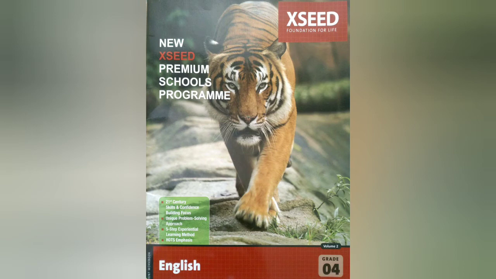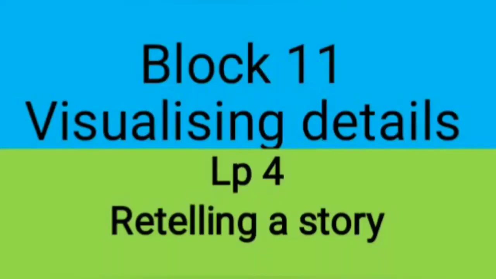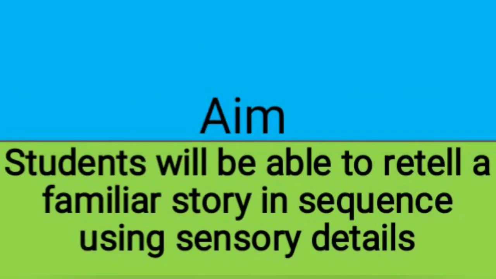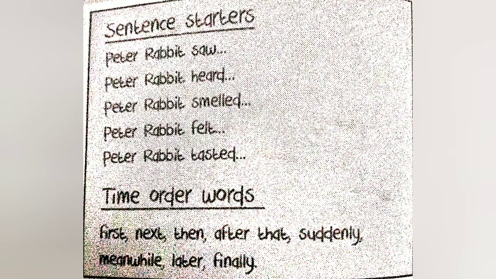XSEED English Grade 4, Block number 11: Visualizing Details. Lesson Plan for Retelling a Story. Students will be able to retell a familiar story in sequence using sensory details. Today we are going to retell the story using details from the 5 senses and the order words that we have learned.